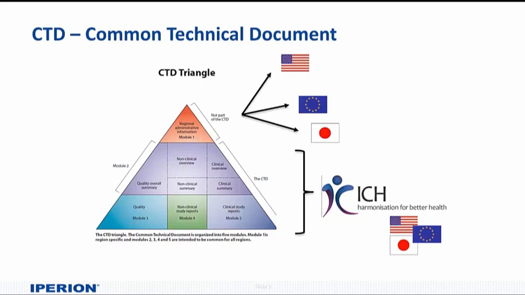So eCTD started as an ICH project where module 2 to 5 is defined by ICH, and the module 1 specific information is defined by the region specific regulator, so by FDA, by PMDA, or by Europe, by EMA, and the HMA.